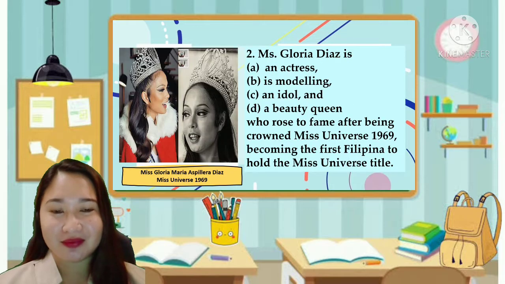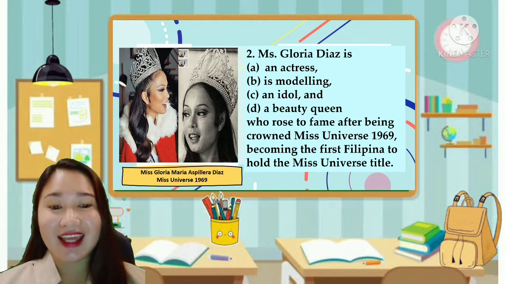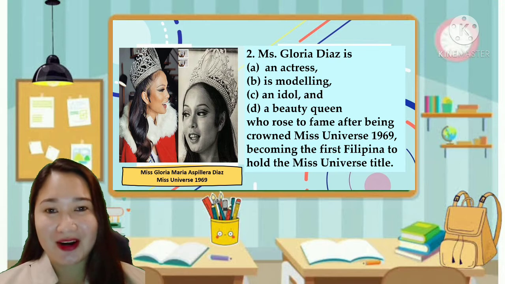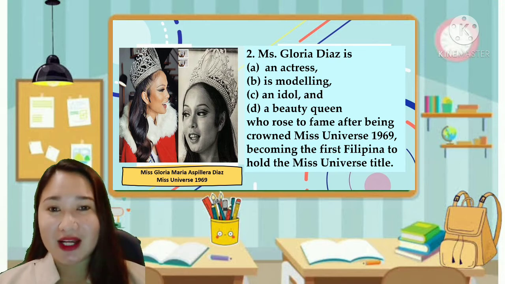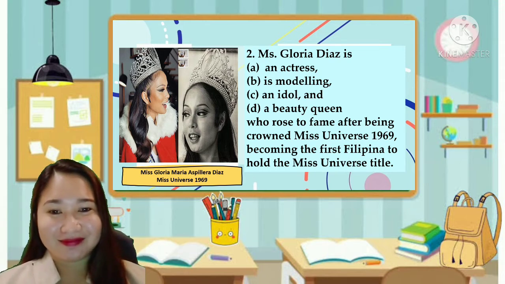Number 2. Miss Gloria Diaz is an actress, is modeling, an idol, and a beauty queen who rose to fame after being crowned Miss Universe in 1969, becoming the first Filipina to hold the Miss Universe title. Which part of this sentence suggests an unparalleled or unmatched pattern? That's right, it's letter B.